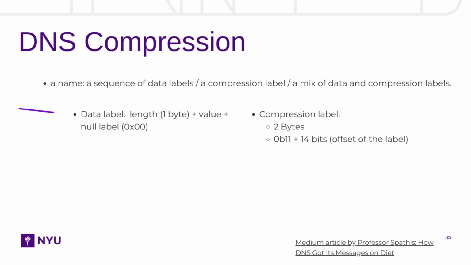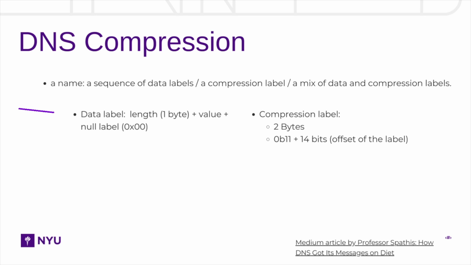A data label starts with 1 byte, indicating the length in bytes of the label. The following bytes will be the value of the name. The byte 0x00 will follow after the last bytes of the name to indicate the end of the name.